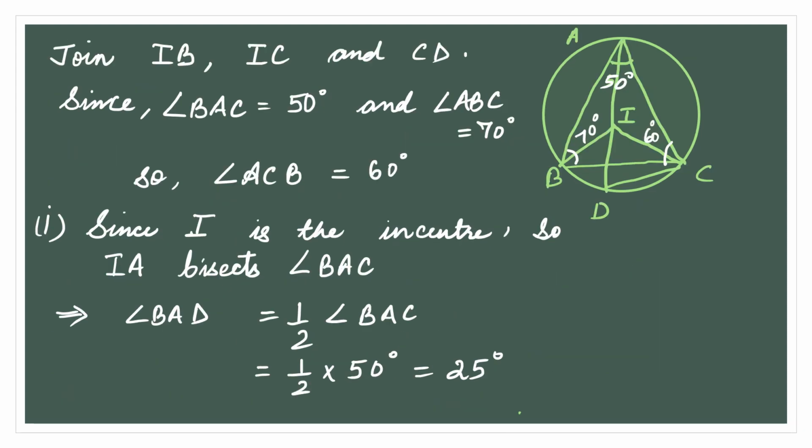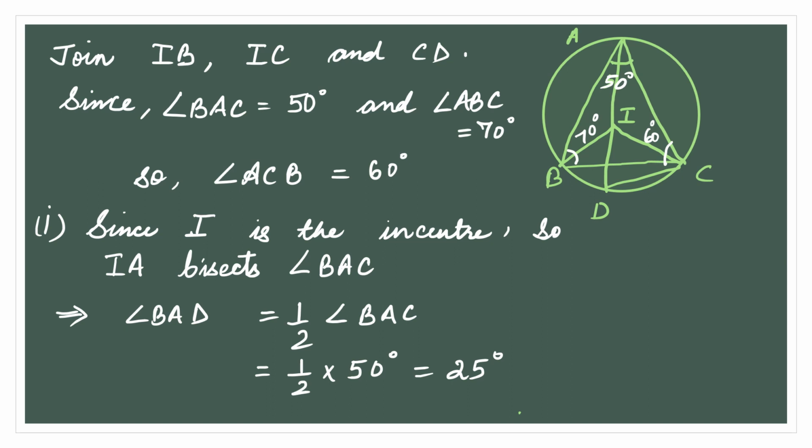See, children, in this diagram we will join IB, IC and ID. Okay, IC and CD. Now children, can you see this? Since I is the incenter, IA bisects angle BAC, so it is equal to 25 degrees. If you see this segment BD, what is angle BAD? It is equal to 25 degrees, right? Because it is bisected.